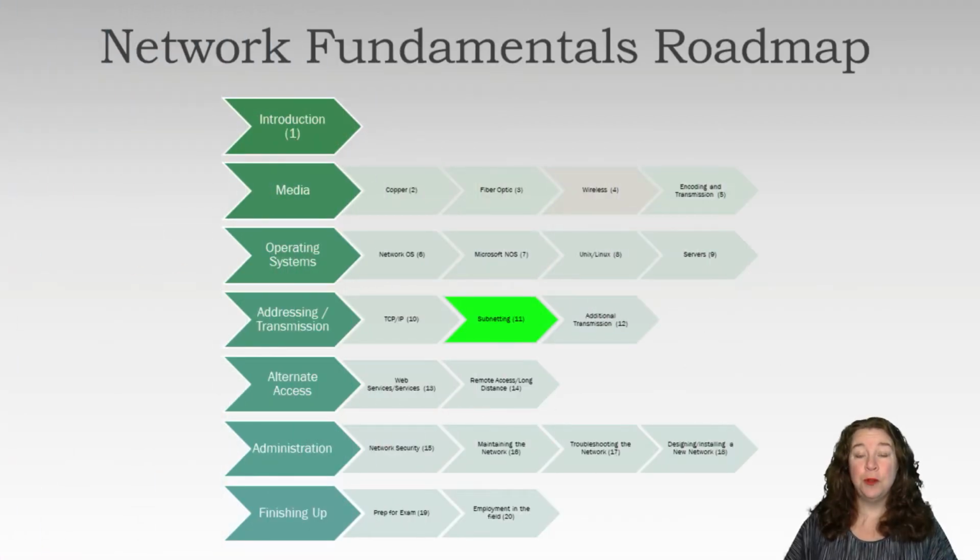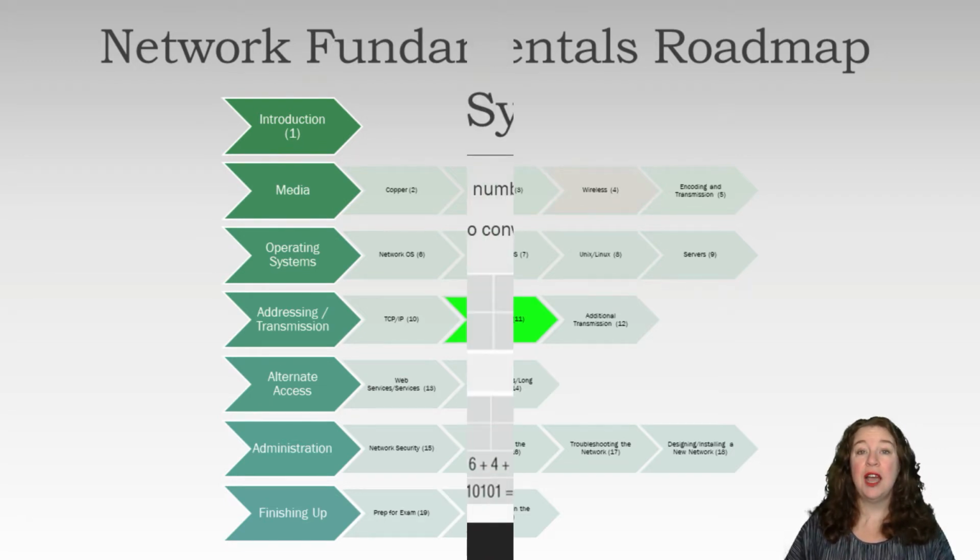As you can see from our roadmap, we're getting to the second half of our book, which is great. Chapter 11 is definitely past the halfway point. And you can see we're going to do addressing and transmission. Hopefully you got through TCP/IP last time just fine. We'll do subnetting and then add some more transmission information. Then we'll start talking about some other access and administration of your servers.